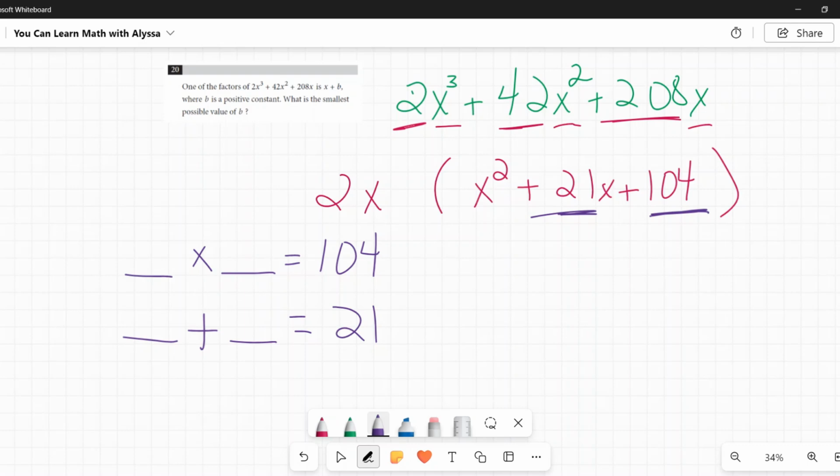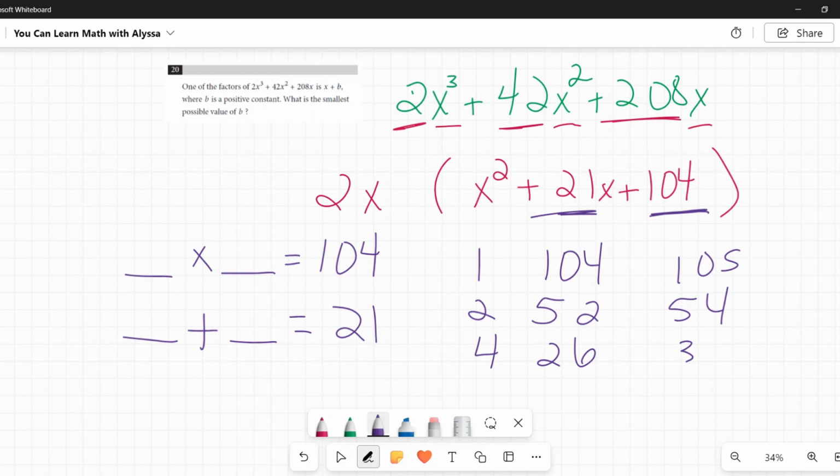This one, it's going to have a lot of factors. It's a little bit tedious. That's what factoring is. Okay, so we have 1 times 104. And if you added those together, it would get you 105. That's not it. Then 2 times 52. Add those together would give me 54. That's not it. Then 4 times 26. Add those together.